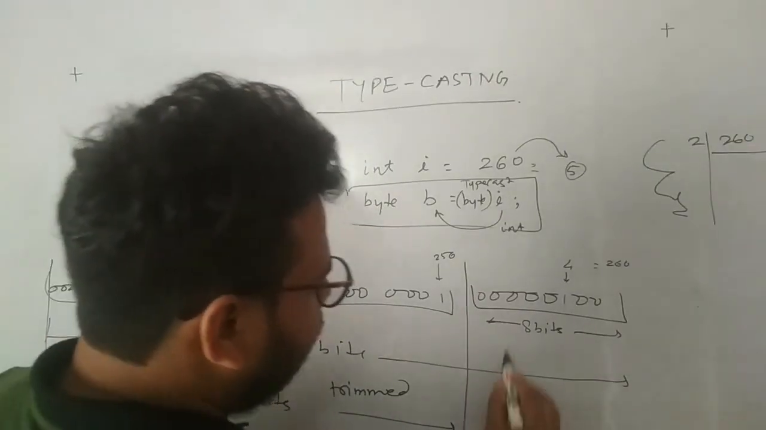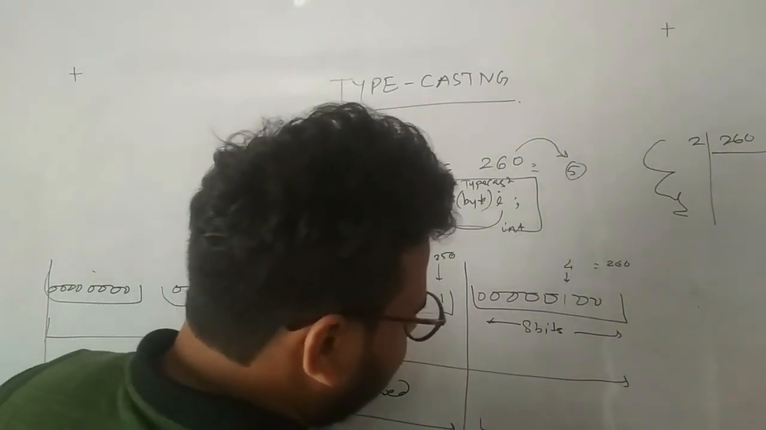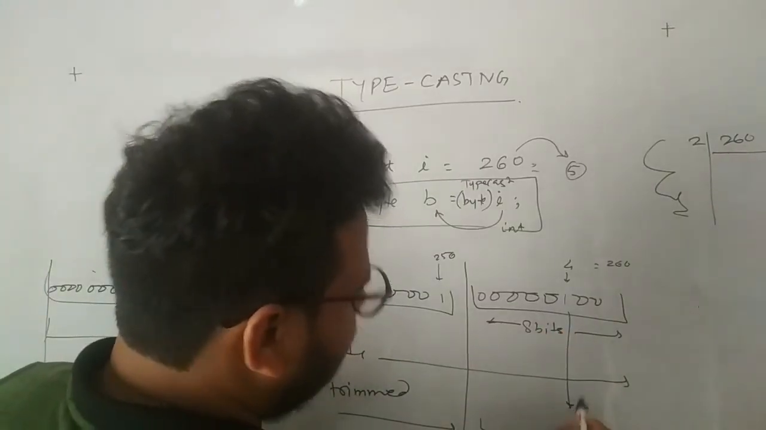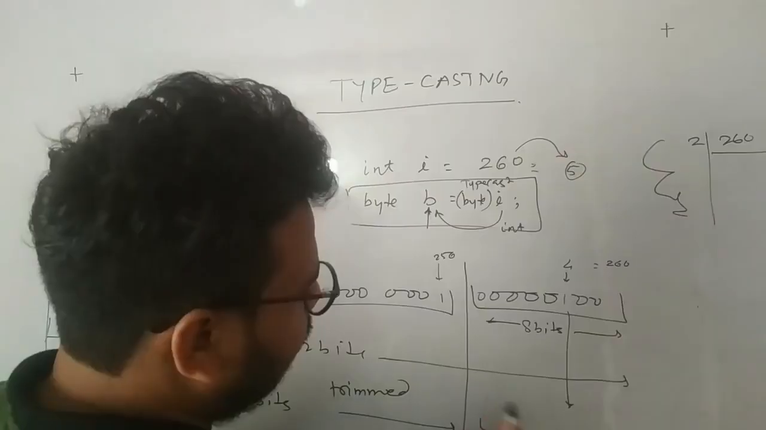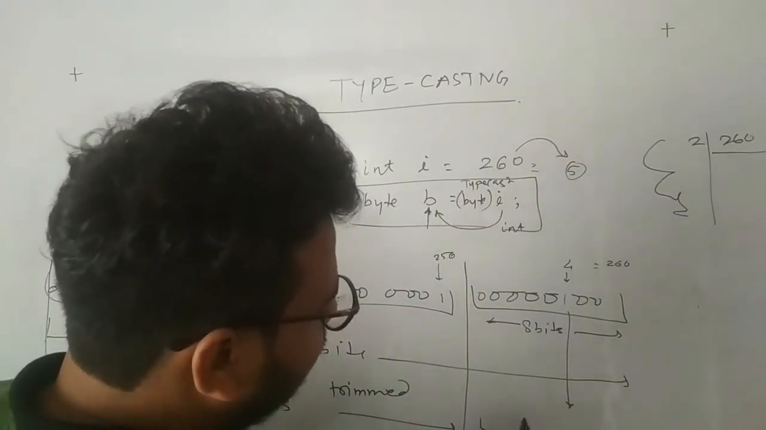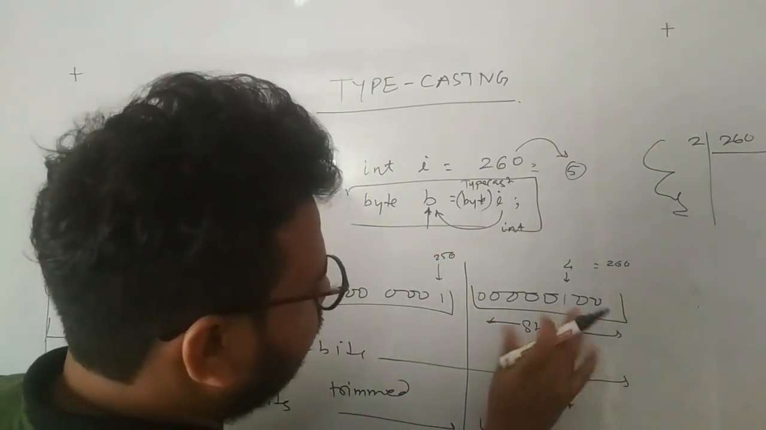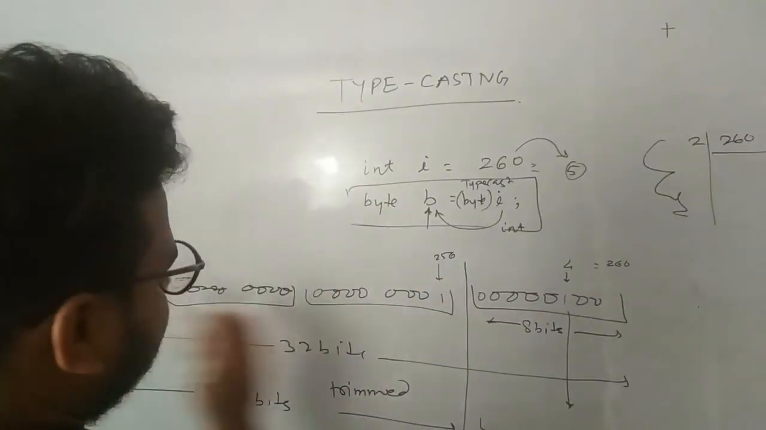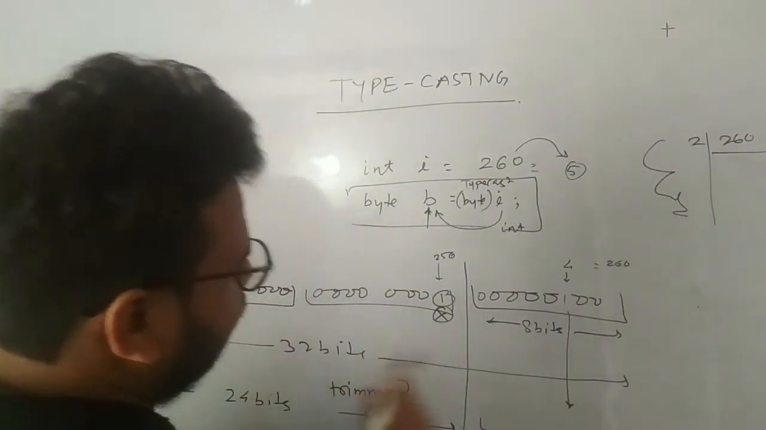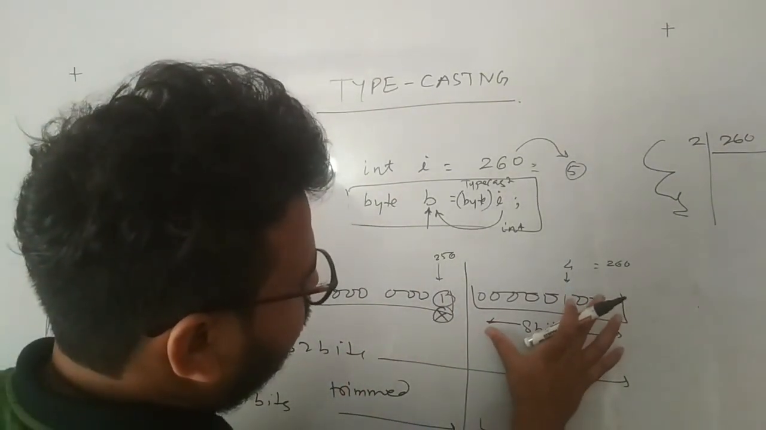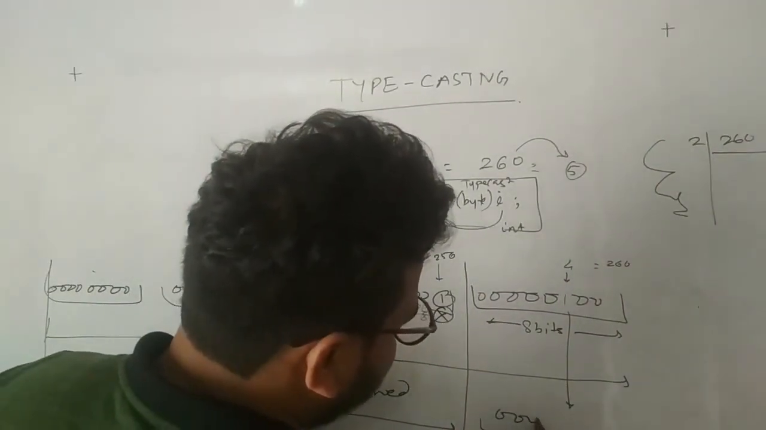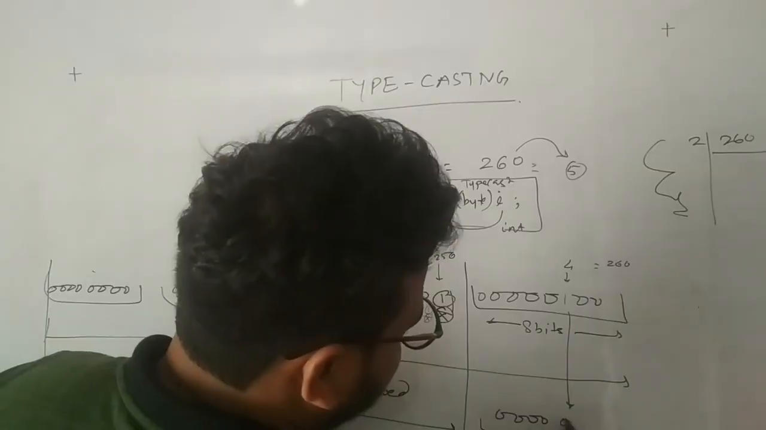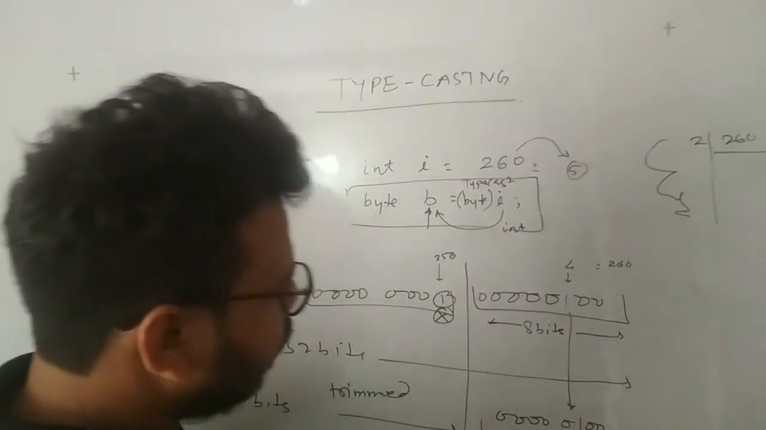So what is going to be in the byte b variable? Only these 8 bits. None of this; this part will not go there. Only these 8 bits. So we will have 0, 0, 0, 0, 0, 1, 0, 0.